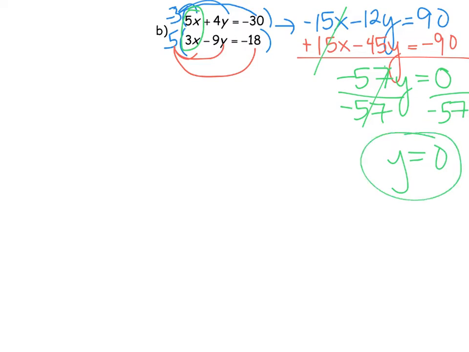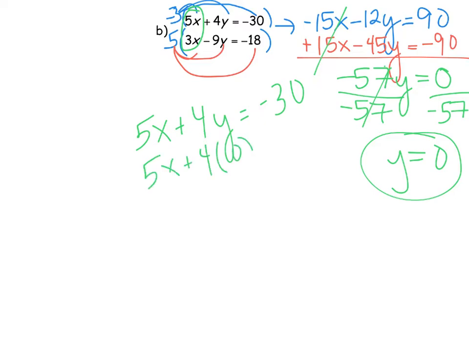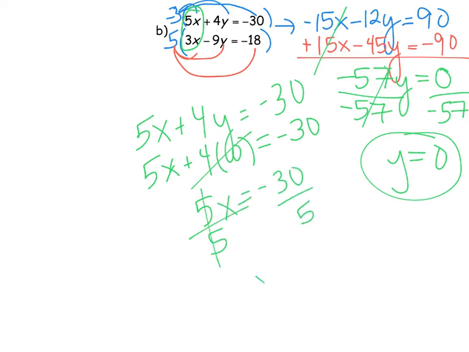Okay, I gotta go back though. Plug back in to either the top or the bottom. I'll just go with the top because why not? When I plug back in, we know y is 0. So I have 5x plus 4 times 0 equals negative 30. This goes away because 0 times anything is 0. I have 5x equals negative 30. When I solve for x, I get x equals negative 6.